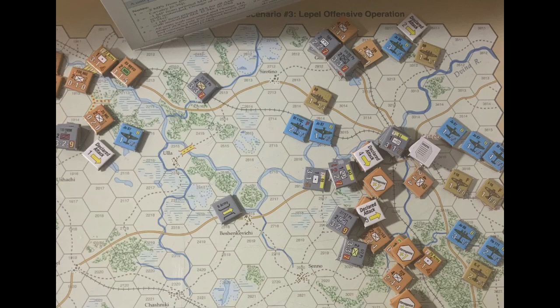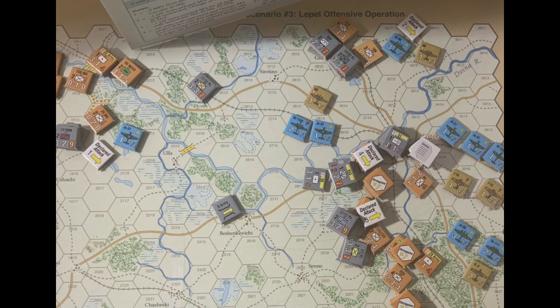Hi again, welcome to this second video on the Lepel offensive operation, scenario number 3 of Barbarossa Army Group Center. In this video I will focus on combat, first of all on the sequence of play for combat: declaration, reaction, plus the proper combat phase. Then I will explain how, as far as I understood, the air support, the air combat works for air support, and then the land combat.